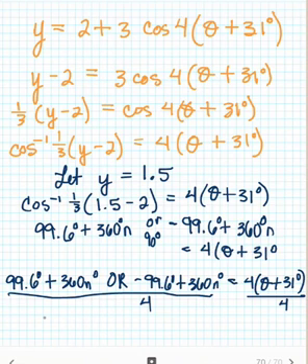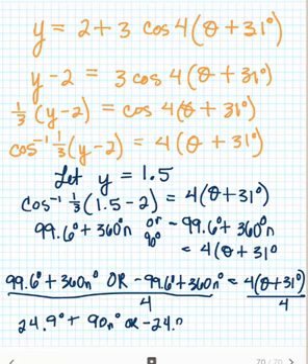99.6 divided by 4, I get 24.9. All right, so 24.9 degrees plus, what's 360 divided by 4? 90. I should have known that. Plus 90n degrees, okay, or negative 24.9 degrees plus 90n degrees equals theta plus 31 degrees.